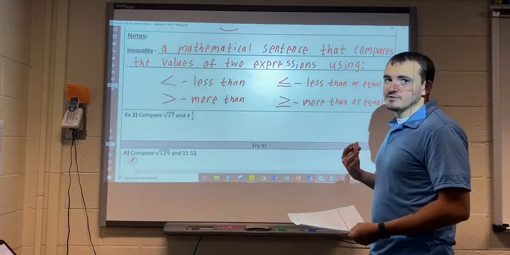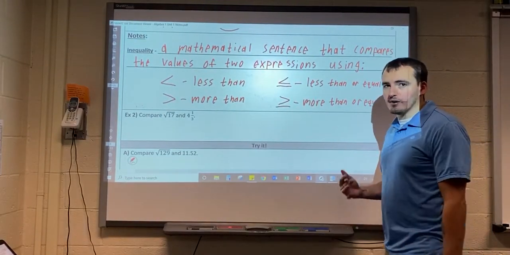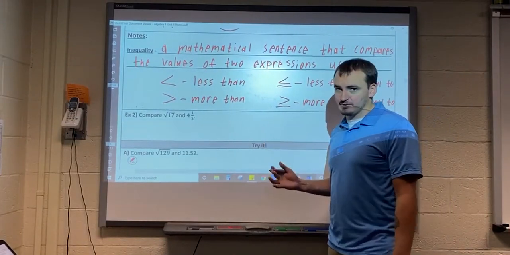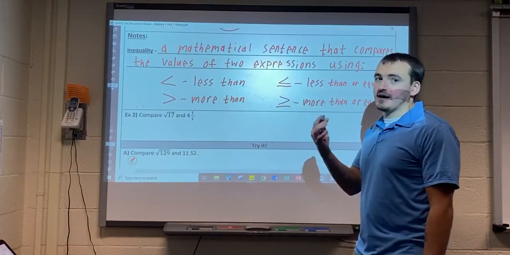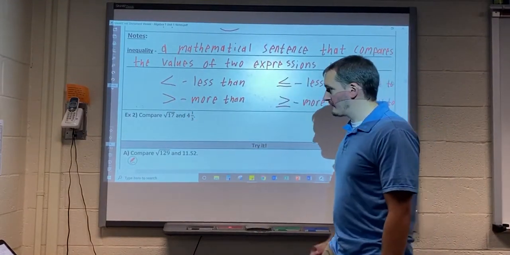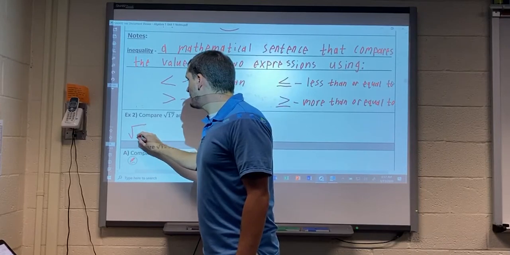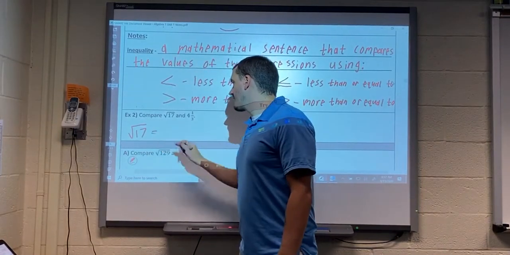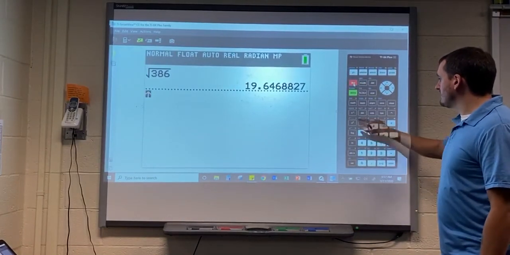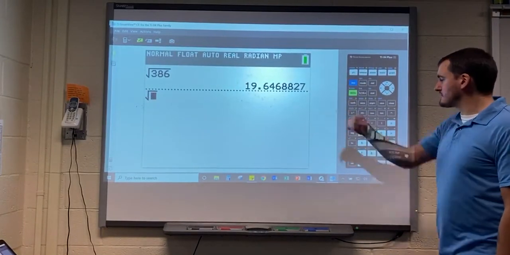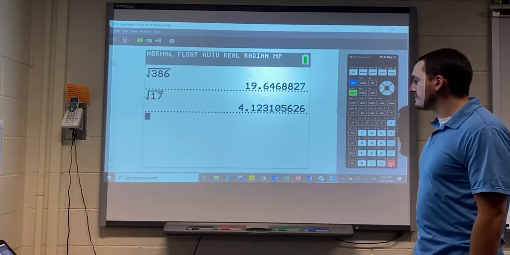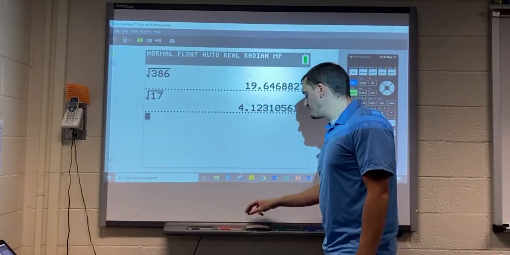Anytime that I ask you to compare or order two numbers, what we're going to do is change all of those numbers to decimals. It is much easier to compare two decimals than, say, a square root and a fraction. Okay? So, root 17. I'm going to go back to my calculator. I'm going to hit second x squared to bring up the square root. And we want the square root of 17. Hit enter. I get 4.123.